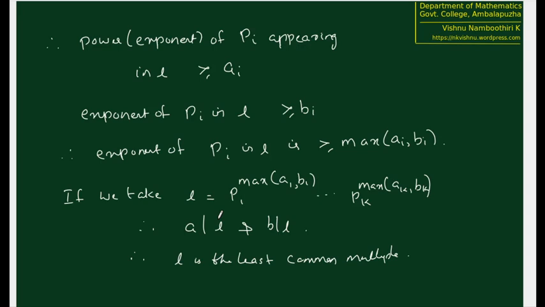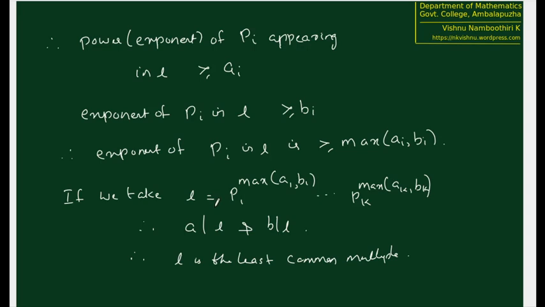So if we take something more than the maximum of ai, bi, that will also be a multiple of A and B, but that is not going to be the least, because the condition is that it is equal to the maximum of ai, bi. If it's something more than the maximum, then it's going to be not the least but something bigger. So to get the least common multiple, we take whatever is the least power that we need to choose of pi in L, we are taking exactly that.